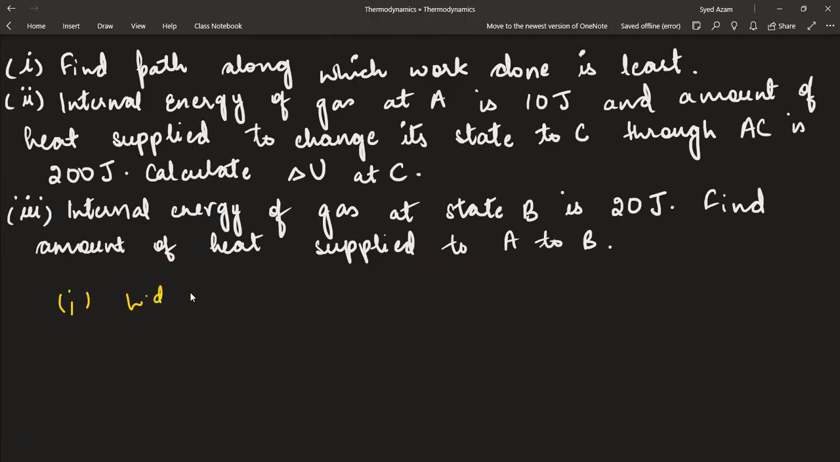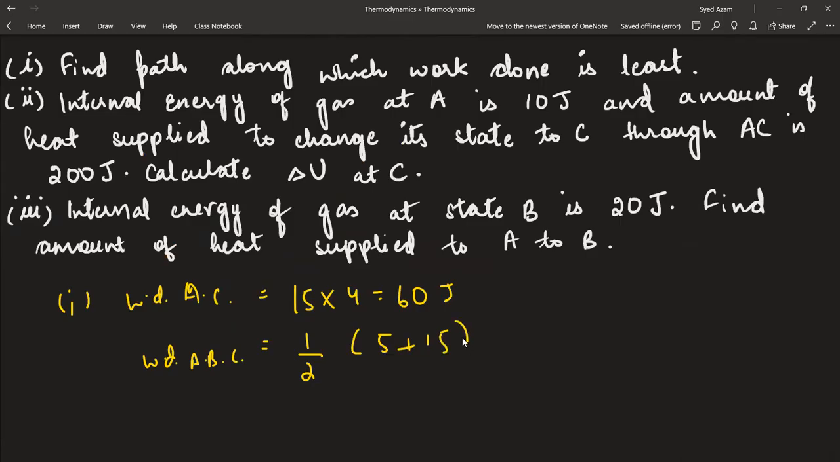See, work done along AC, if you are calculating, that is simply 15 into 4, which will give you 60 joules, right? And if you are calculating the work done for the entire ABC, that will be half the sum of the parallel sides. One is 5 and the other is 15, right? And what was the base? Yes, the height was 4. So that will be 20, 10, 40 joules. So this work for ABC is coming more by calculations.